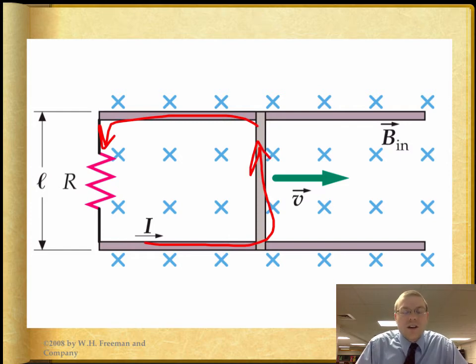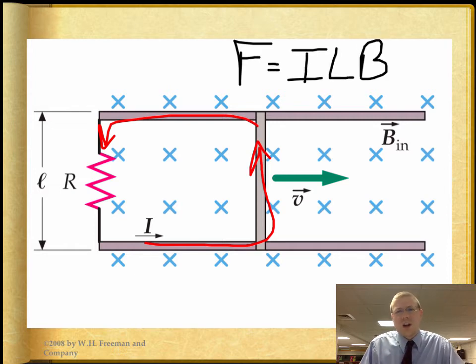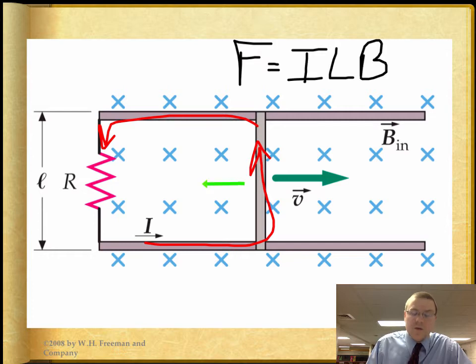When current is flowing around in this counterclockwise direction, because we have current flowing up the wire in a magnetic field, that current is going to feel a force based on ILB. So to figure out the direction of the force, put your fingers in the direction of the current, curl into the magnetic field, and you're going to see a magnetic force pushing backwards. So you go, okay, we have a magnetic force backwards on this wire.